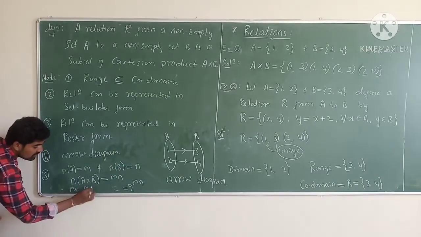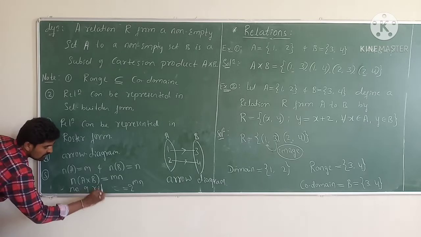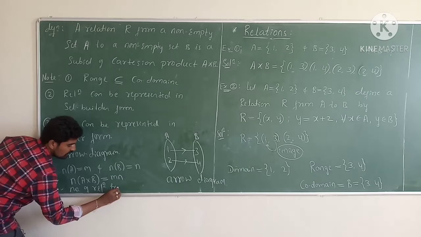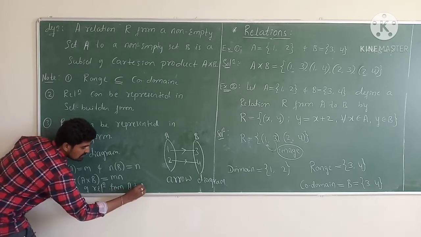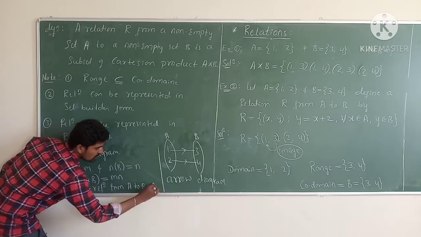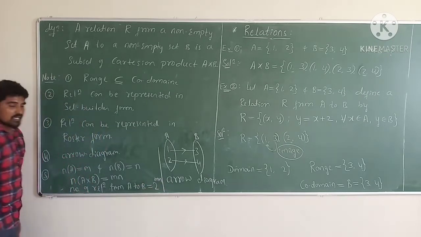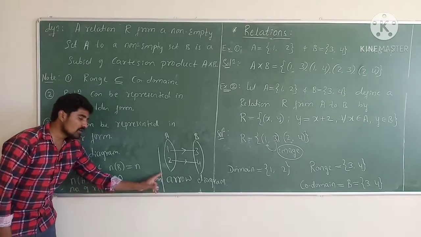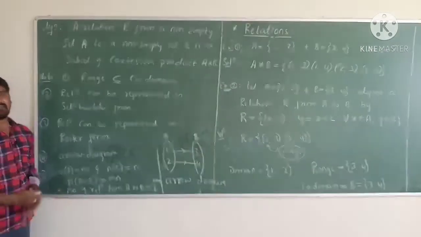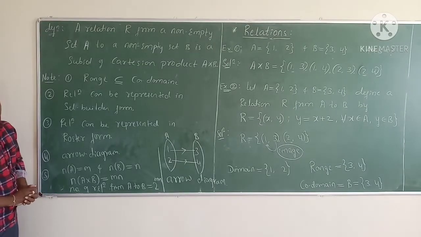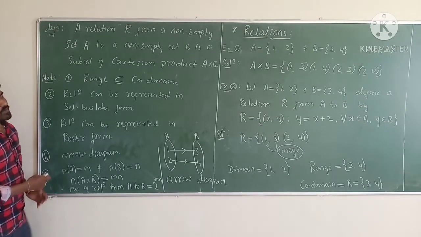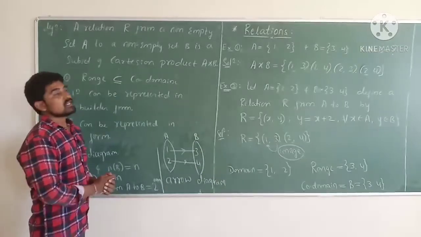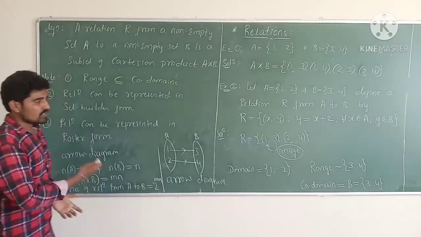Number of relations from set A to set B is also equal to 2 raised to mn. As many subsets as can be written for the set A cross B, that many relations can be defined from set A to set B. I hope all of you understood, and this is all about relations. This is the introduction part for exercise 2.2. If possible, take a look.